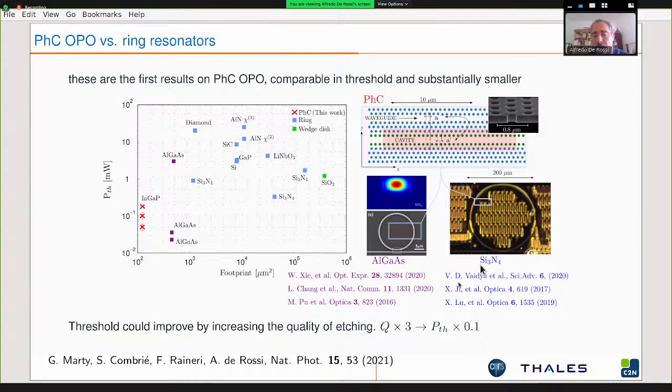But just to appreciate how small it is, let us look at this figure. I'm showing on the right, downside, an image of a silicon nitride optical parametric oscillator. And what you see in the square is the size, the surface occupied by our cavities. So it is much smaller, with orders of magnitude smaller pump power. So this is an interesting toolbox for, as you know, photonic optical parametric oscillators are very interesting for quantum physics.